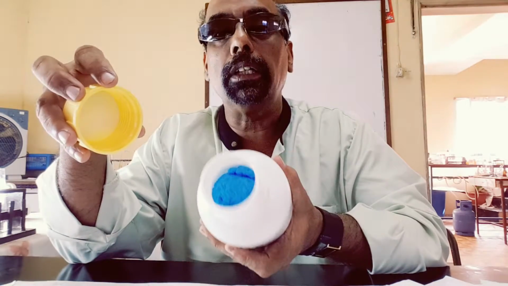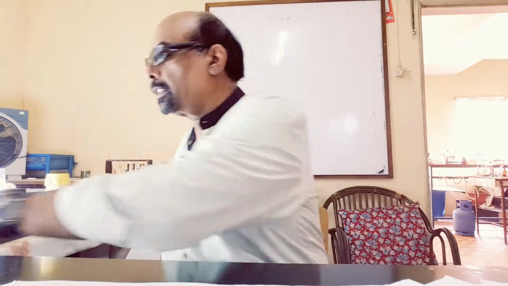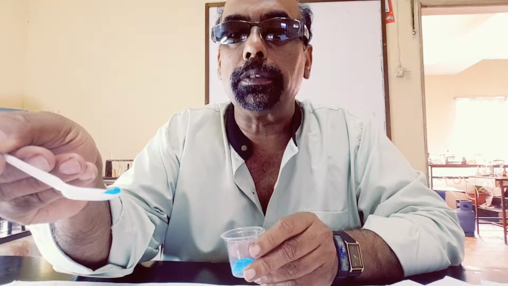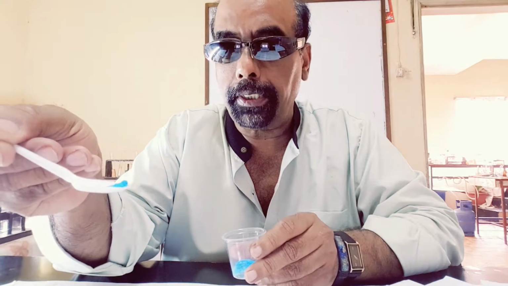This is copper(II) sulfate, extra pure. It is blue in color. It contains 5 waters of crystallization. Pentahydrate means 5. A small amount has been removed. This is hydrated copper(II) sulfate, copper(II) sulfate pentahydrate.